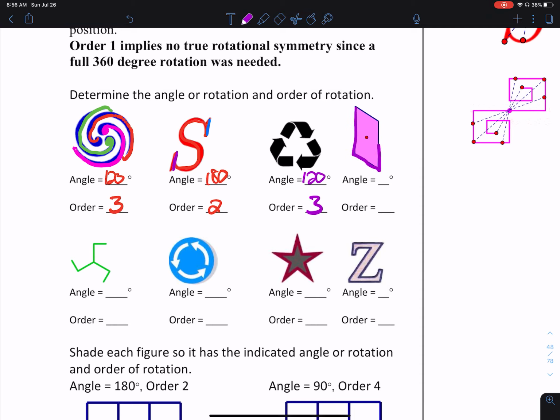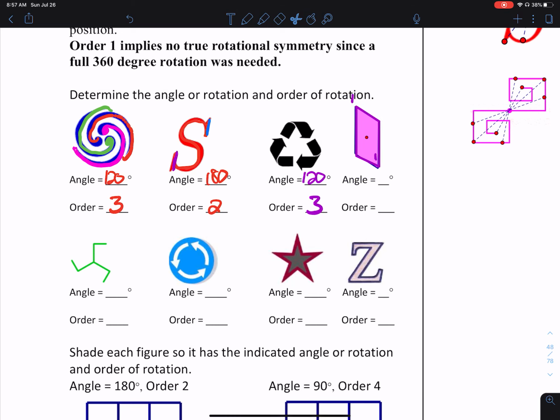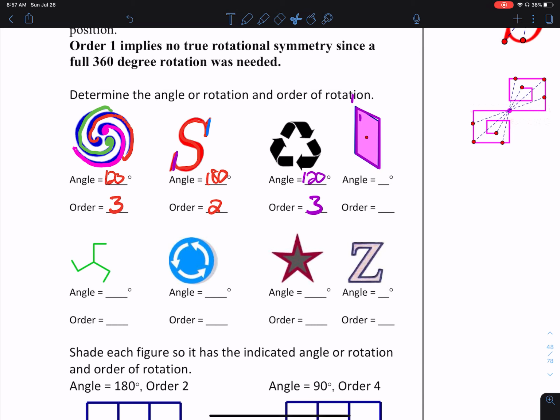Let's do this next one. I'm just going to add a 1 up here so we know we're back to the beginning. So I rotate, not on itself, not on itself. Oh, now I'm back on itself, but the 1s are in opposite corners. Keep rotating and I get back to the original shape. So I rotated it 180 degrees and it was on itself, which means the order is 2.